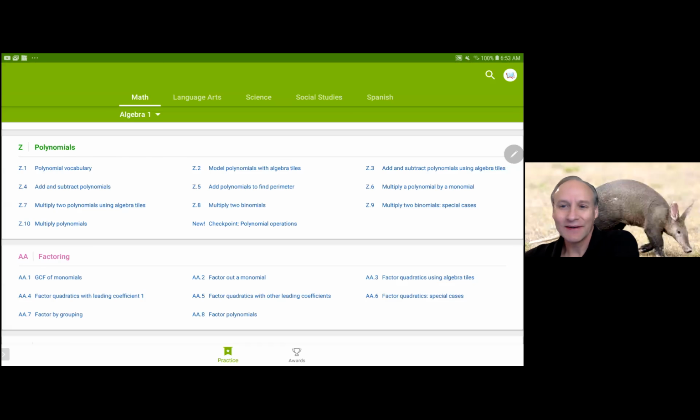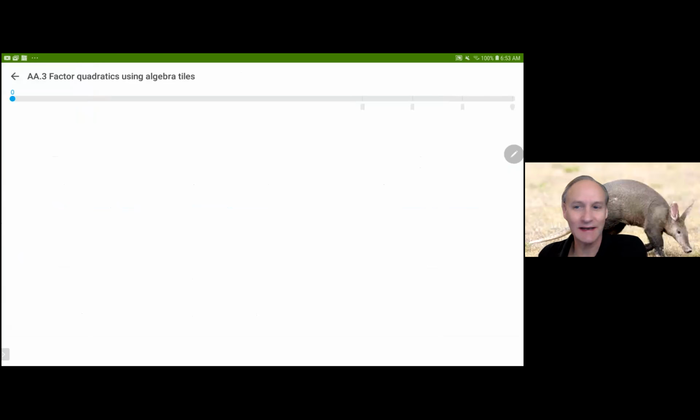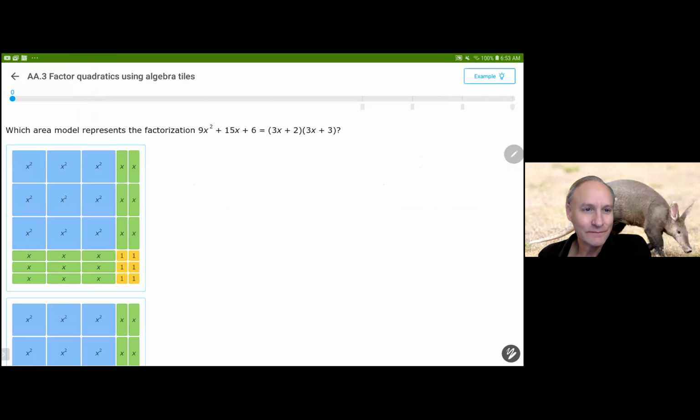Hi, everybody. We're going to look at factoring quadratics with algebra tiles, and I did not preview it, so it's going to be a surprise. Here it is, AA.3, factor quadratics with algebra tiles. Let's see what they gave us. Okay, they want to make sure we know how to read them.